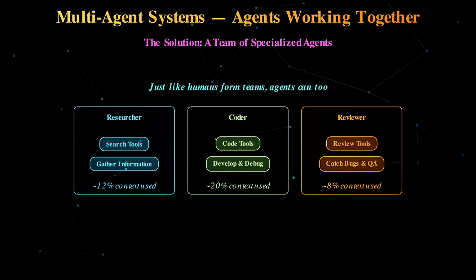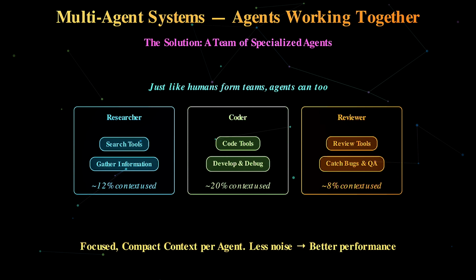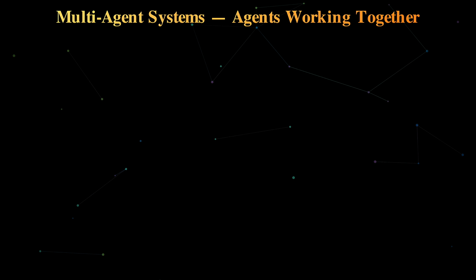Split the work into specialists, a researcher equipped with search tools to gather information, a coder with code tools to develop and debug, a reviewer focused on catching bugs and ensuring quality. Each agent carries a focused, compact context, only the tools and instructions it needs. Less noise, better performance. In a multi-agent system, each agent is specialized. It has its own role, its own tools, and its own expertise.